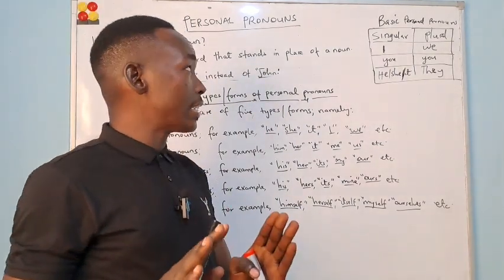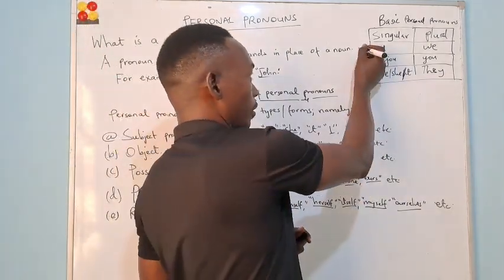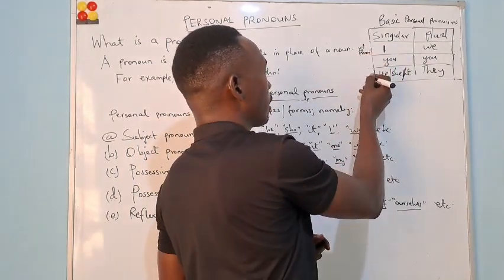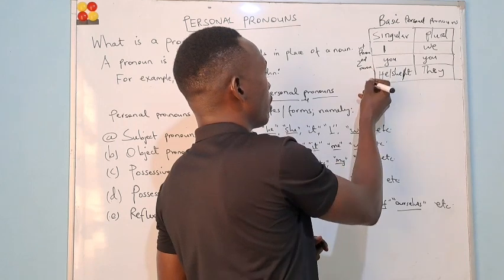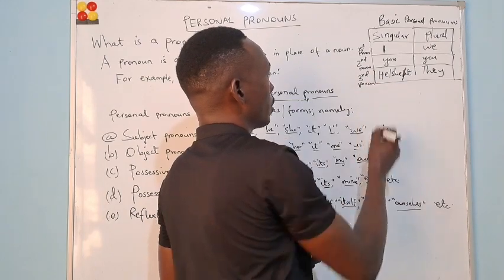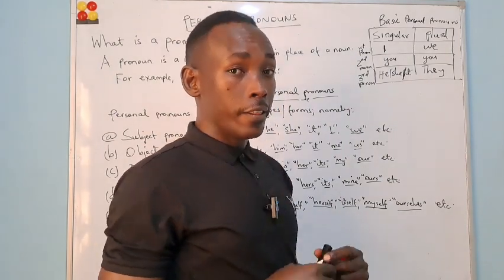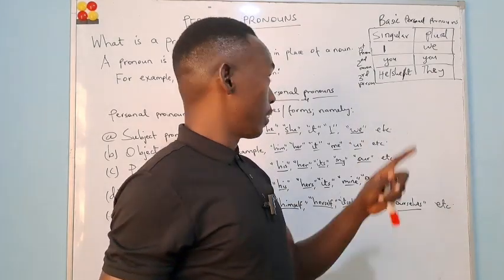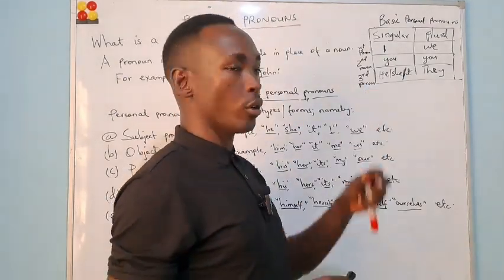Okay, now we can see the basic personal pronouns. They are of three categories. We have first person, second person, and third person. The first person is the speaker, the one speaking. If you're speaking, then you are the first person. You use the first person pronouns if you're a speaker.